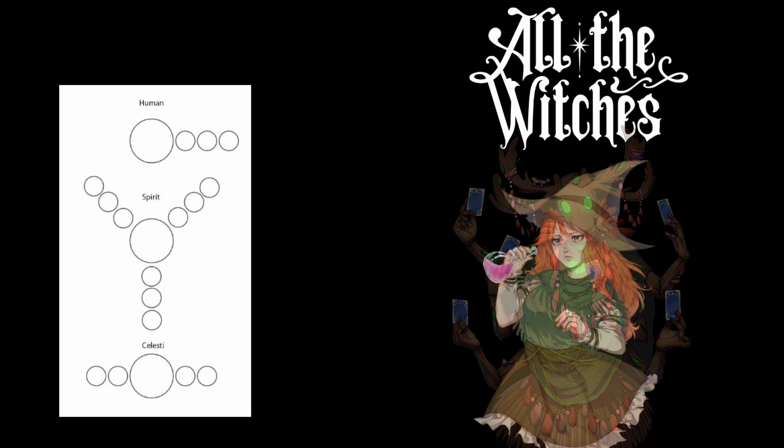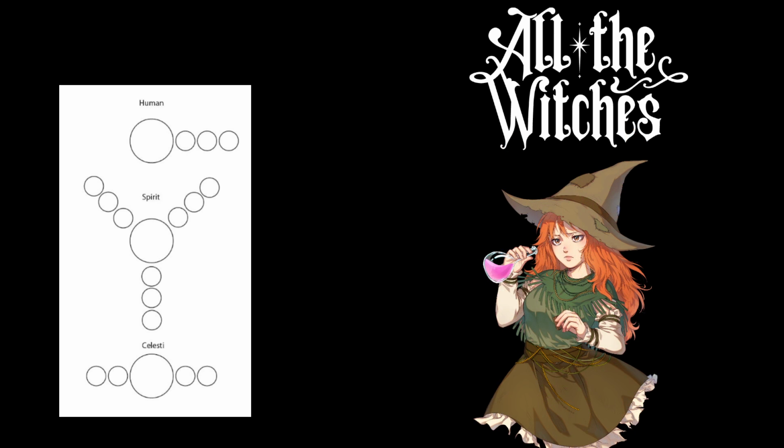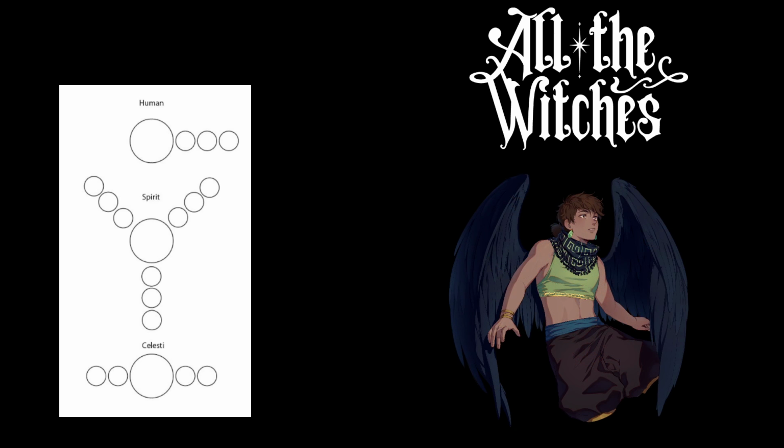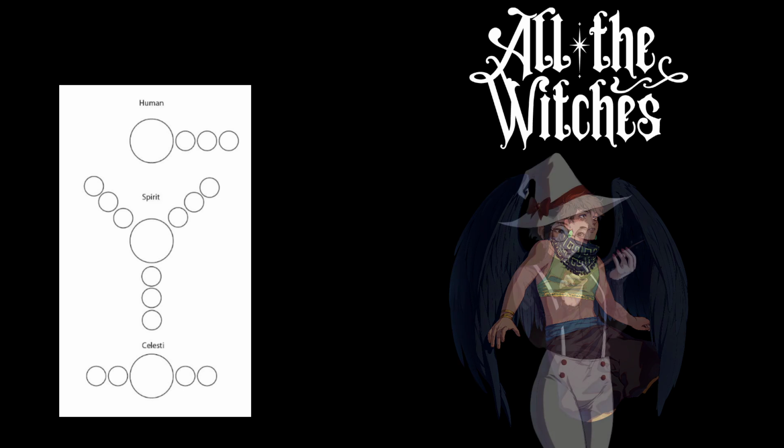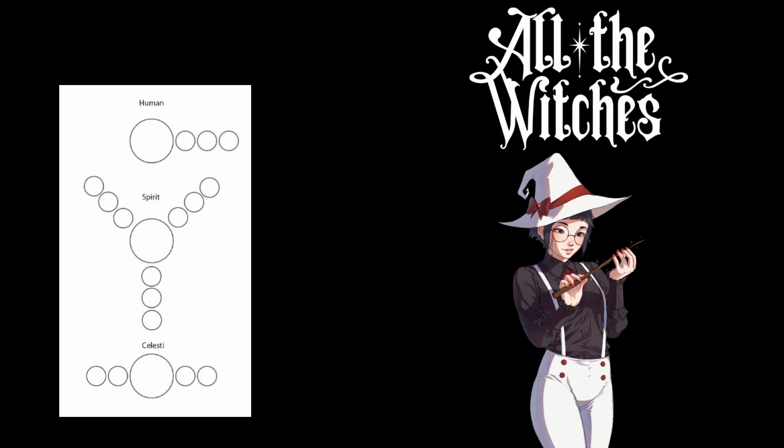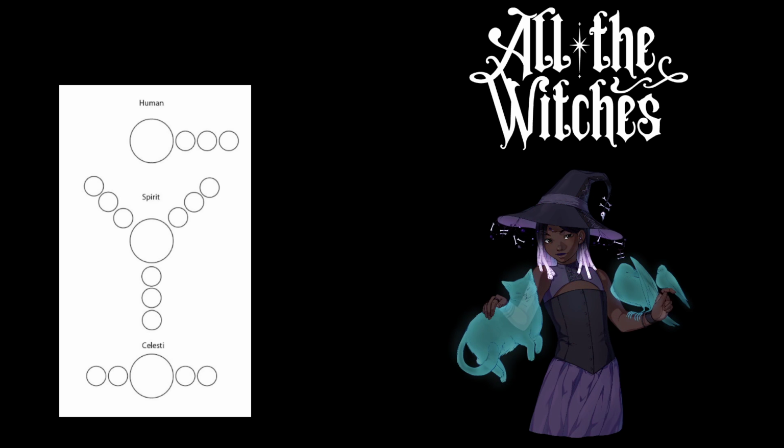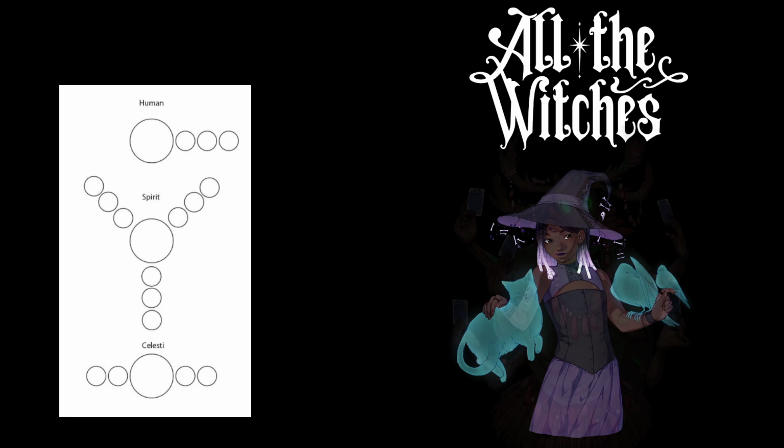A Celesti's discordance chart is a combination of both the human and spirit chart. Celesti have 2 paths on their discordance chart, one to highlight the human side of their heritage and the other for their spirit side. Each path only has 2 circles on it, and they function the same way as a human and spirit's chart, but they can only enter the first 2 tiers of benefits that a spirit or human would normally get. A Celesti witch can take 2 points of discordance on their human path and 1 on their spirit path, or vice versa.